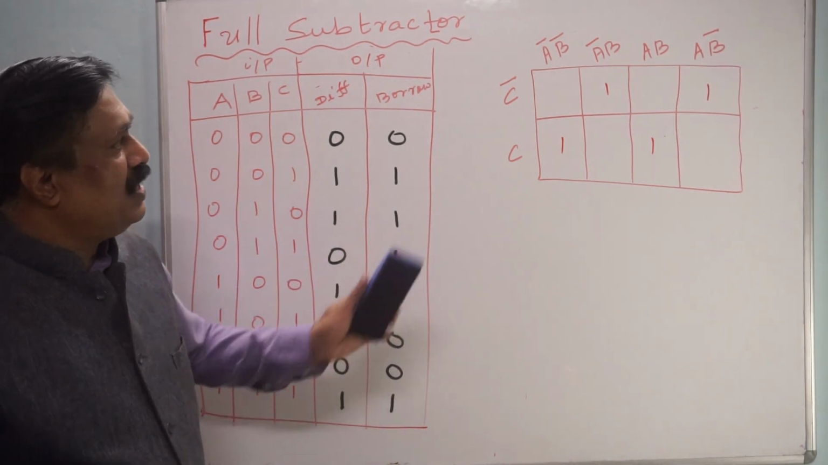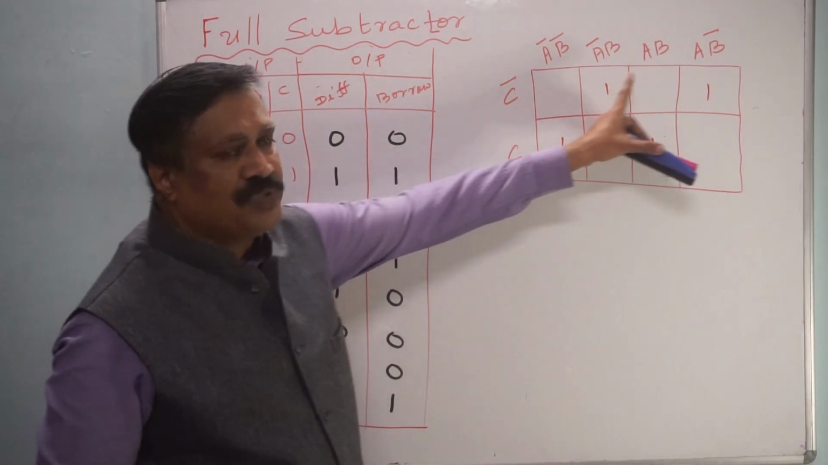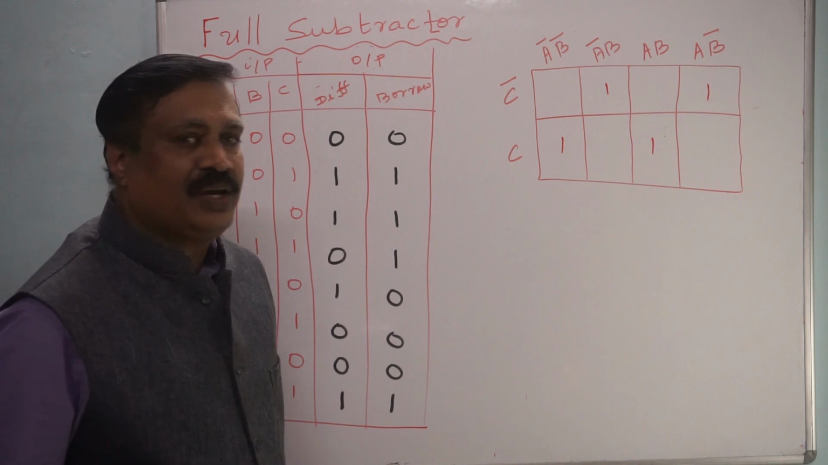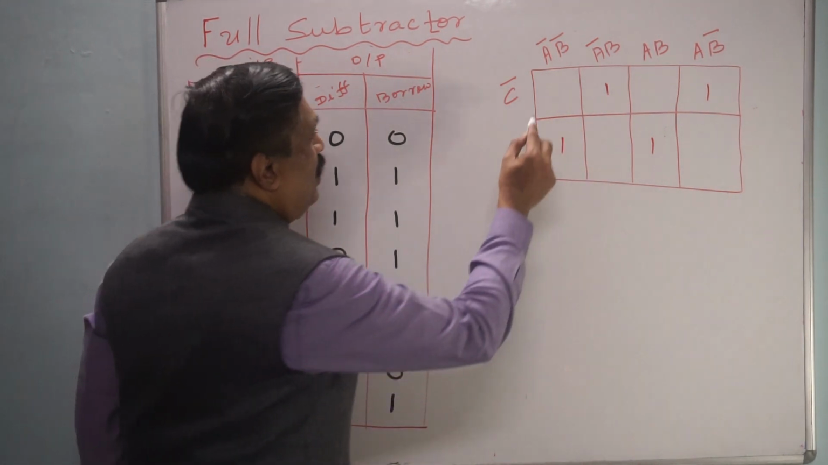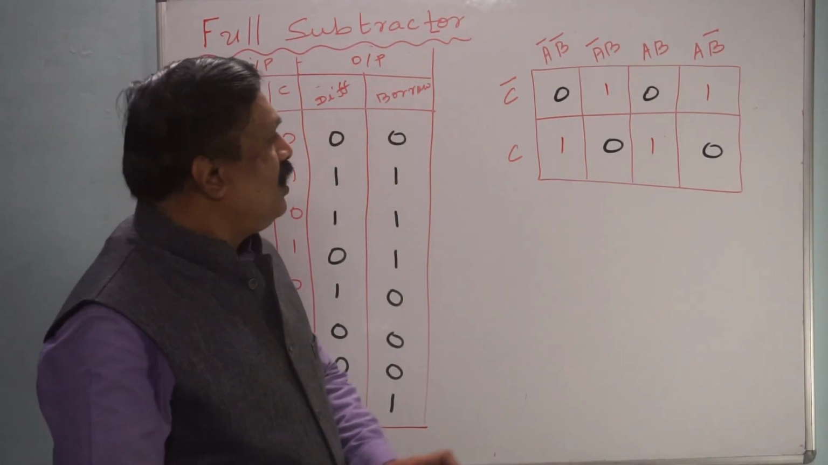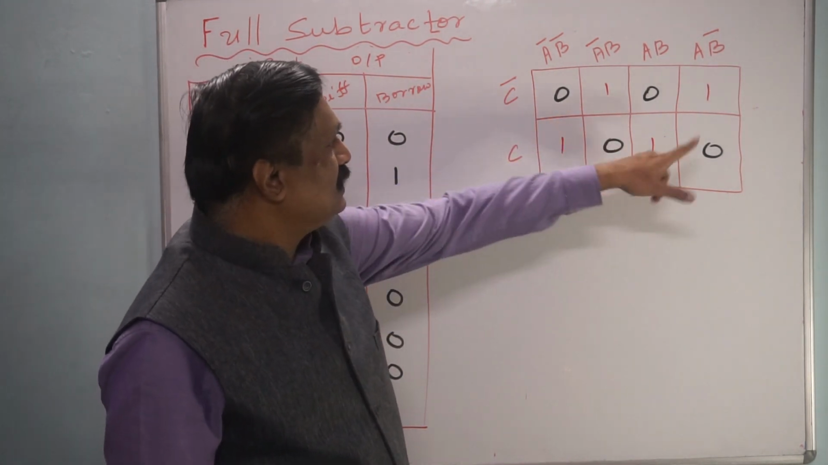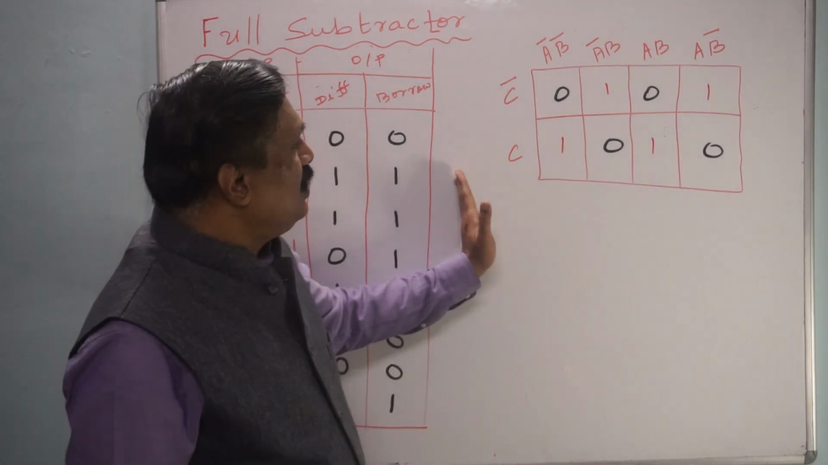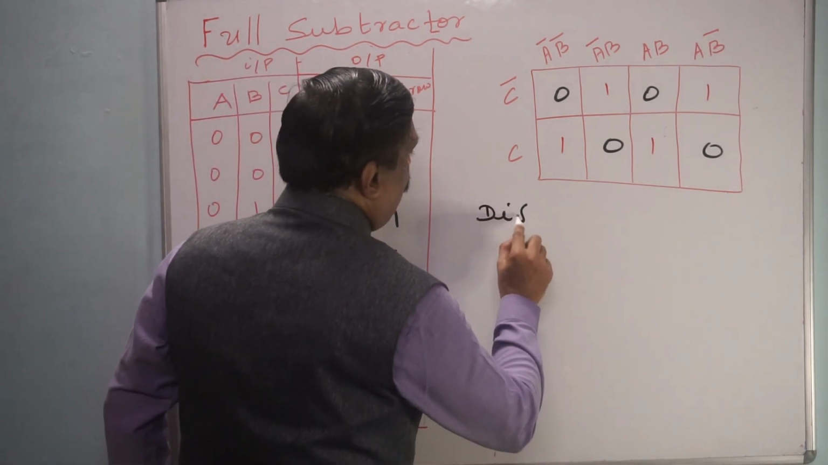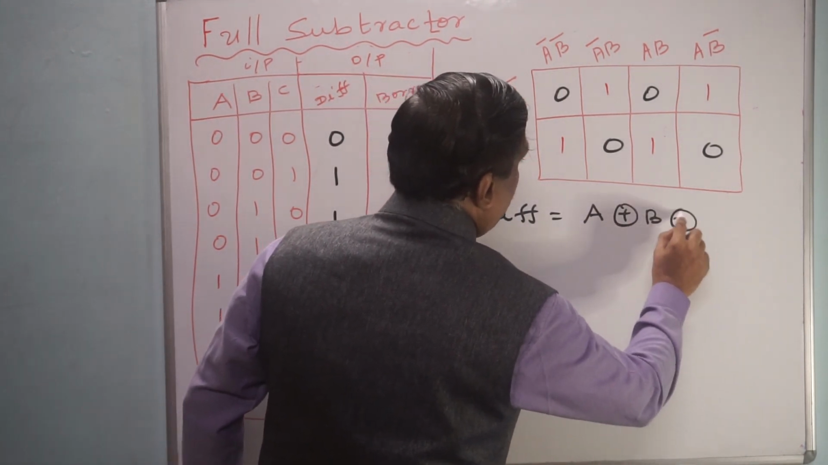I directly go for the K-map. Here it is a 3 variable, therefore I have drawn a 3 variable K-map, and I have substituted also, in order to reduce the time for you. These terms are not there, therefore you simply put 0. By looking at this, alternate terms are there: 0, 1, 1, 0, just like alternate terms. That means it is simply an XOR gate. Therefore your difference will be A XOR B XOR C.